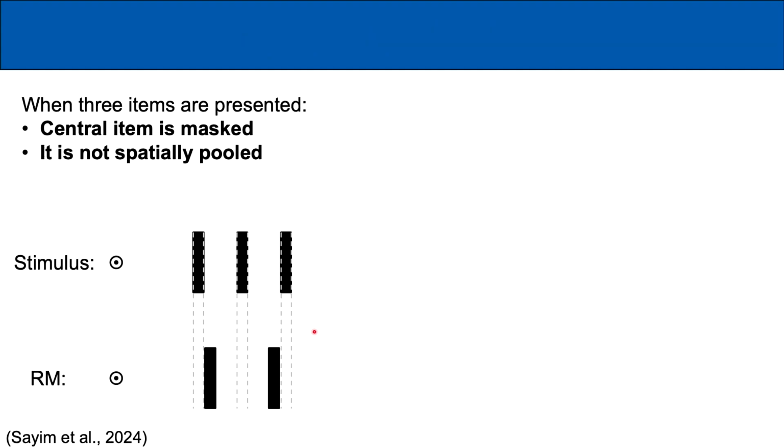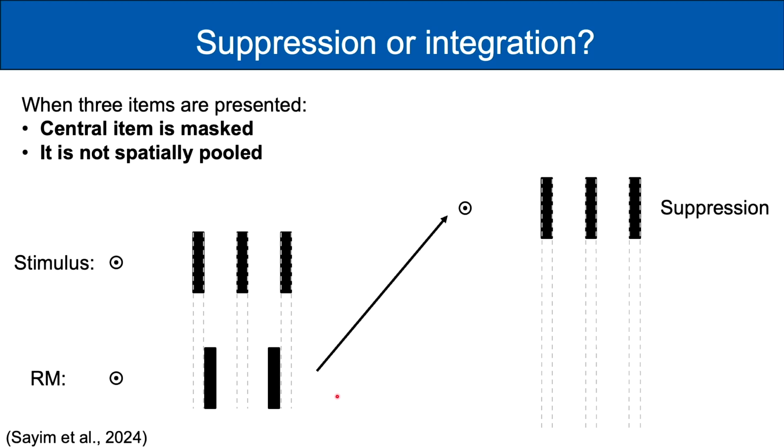Previous studies showed that when 3 identical items were presented, the central line was masked, and there was a compression of space, as illustrated here. The innermost and the outermost lines were perceived to be closer. However, it's unclear what mechanisms underlie this phenomenon. In particular, whether the central item is suppressed or integrated is not known.